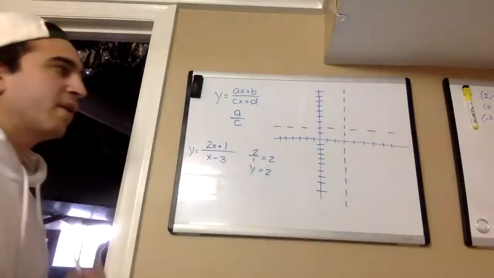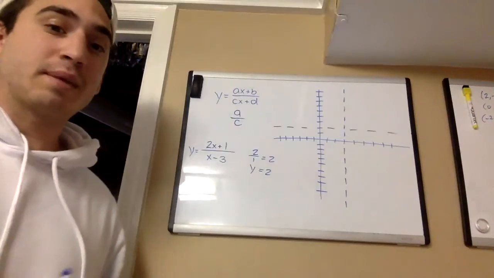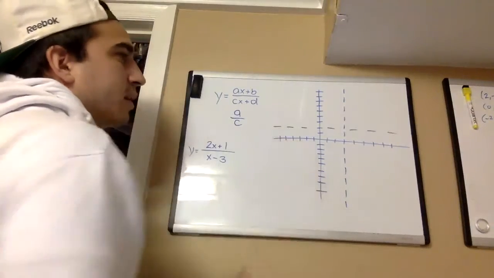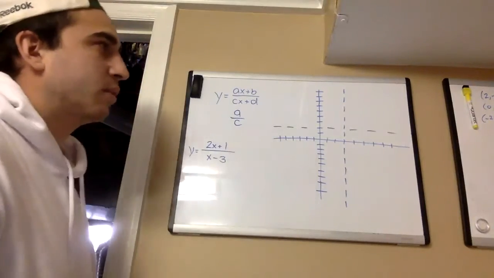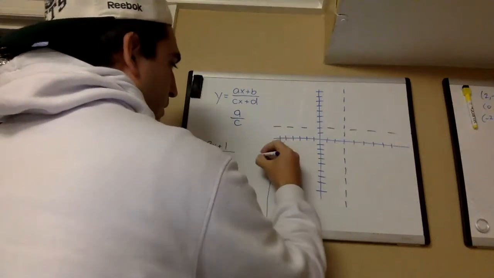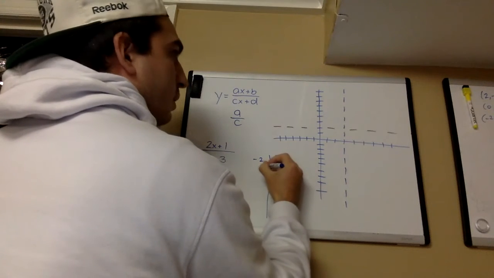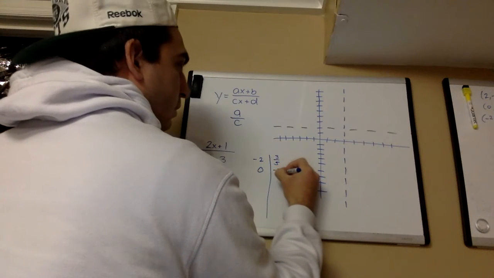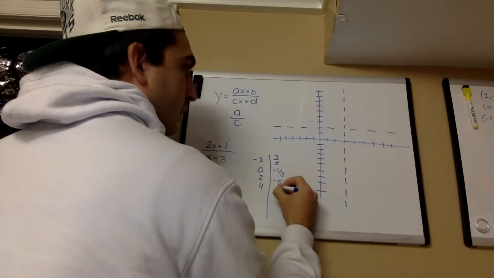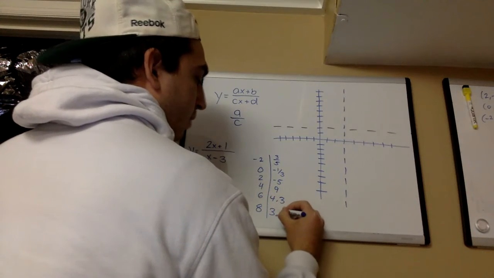So once again, your graph should not be touching your asymptotes at all. If they cross them, you did something wrong. So once you have your asymptotes, you are then going to go to your calculator and you're going to graph this equation. So I am just going to give you the points that I came up with. So I have (-2, 3/5), (0, -1/3), (2, -5), (4, 9), (6, 4.3), and (8, 3.4).